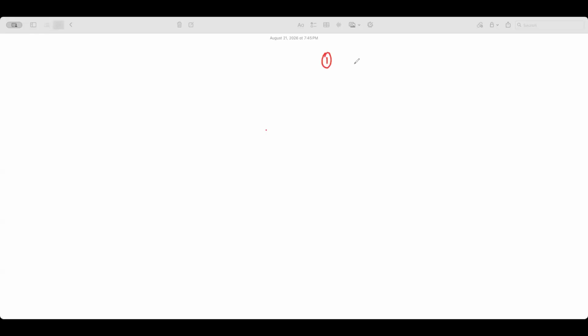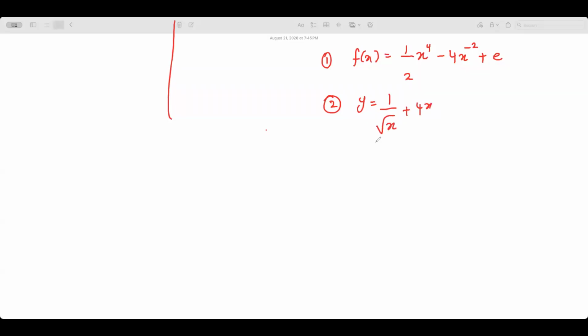Okay. One, f of x equal to half x power of 4 minus 4 x power of minus 2 plus e. Second question is y will be equal to 1 by square root of x plus 4x. Find dy by dx at x equal to 4. Please do both.